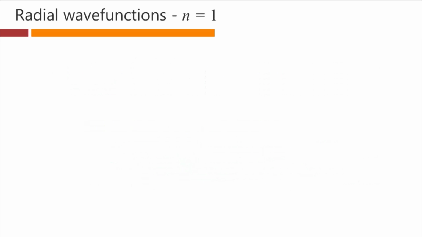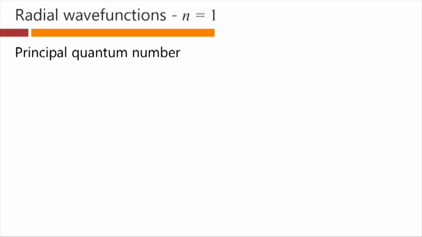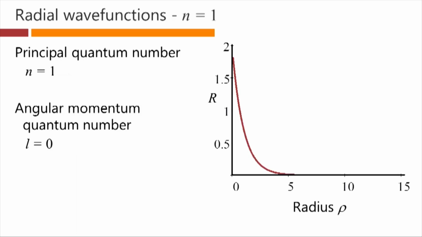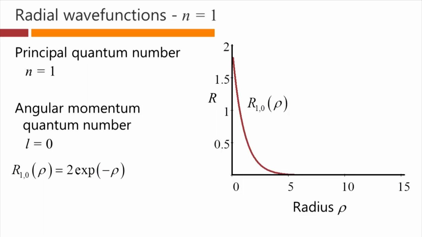So here are some of the functions. Explicitly then, for n equals 1, the principal quantum number equal to 1, and the angular momentum quantum number therefore has to be L equals 0, because n has to be greater than or equal to L plus 1. So if n is 1, L has to be 0. Then we get this function, which formally is in this form.